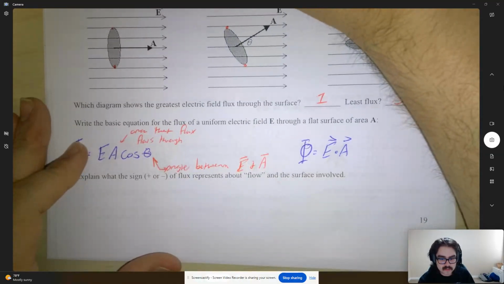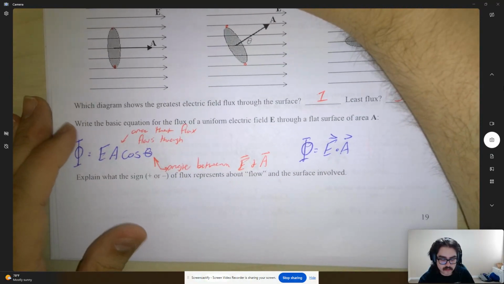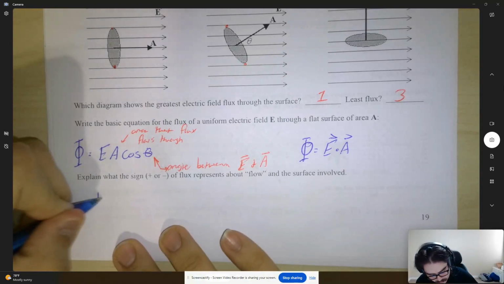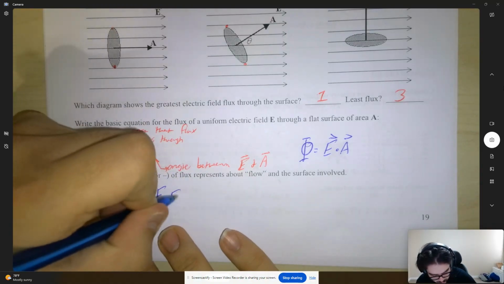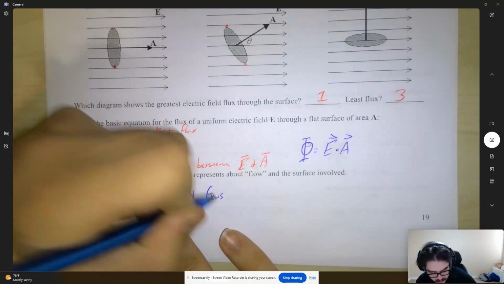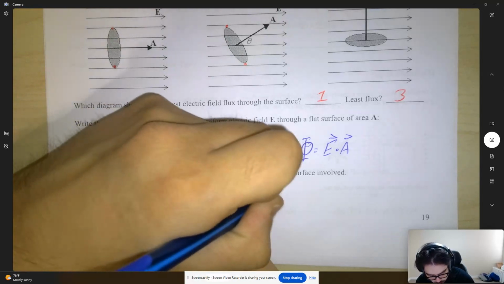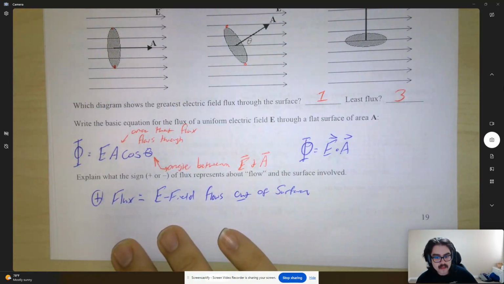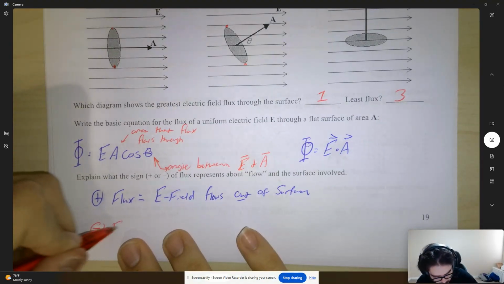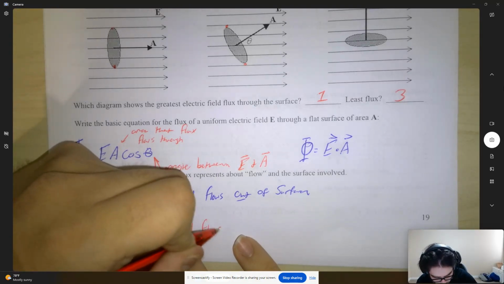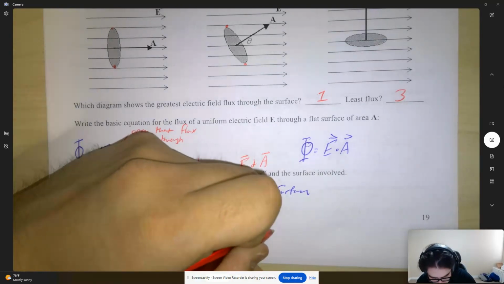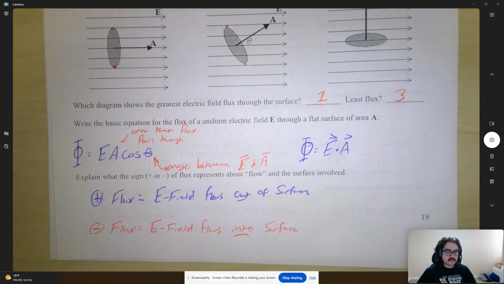The sign on flux can tell you which direction the flow is. So, for example, if you have a positive flux, then that means that E field flows out of the surface. And if you have a negative flux, then that means that the E field flows into the surface. So if you ever see positive flux, just know that there's E field flowing out of the surface. Negative flux means that E field's flowing into the surface.